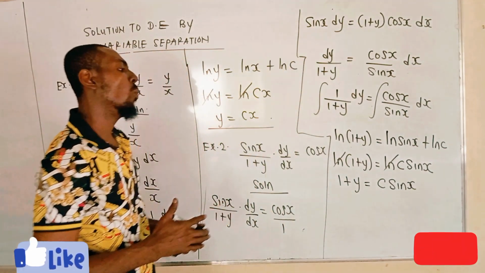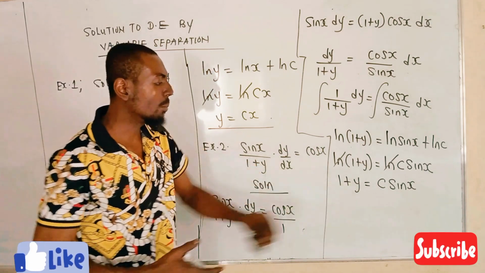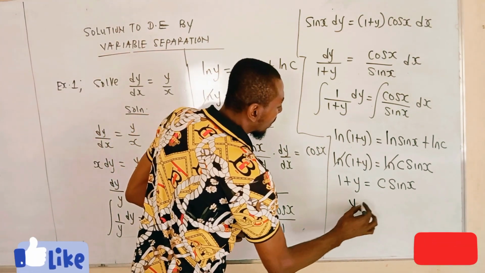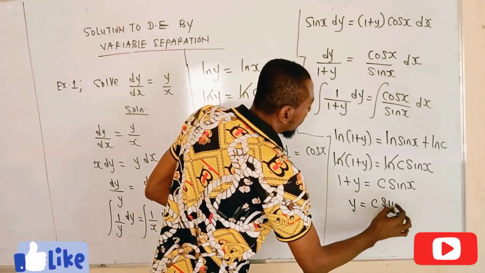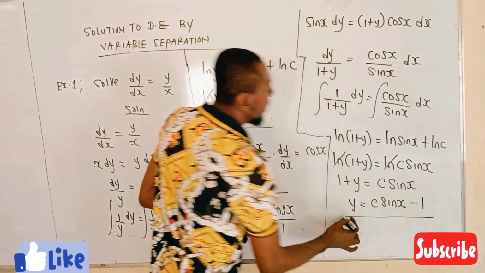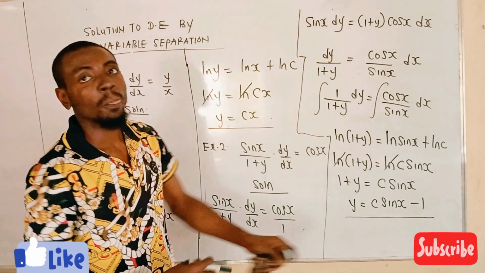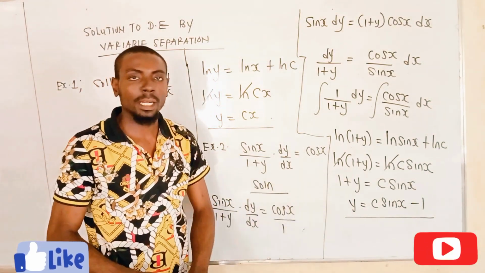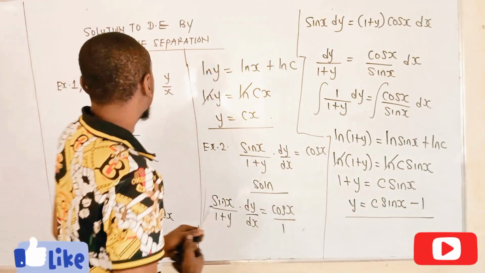And then what do we have? Making y the subject, we have y is equal to c sine x plus 1, crossing that is minus 1. And this is the solution of the differential equation. That's the solution.